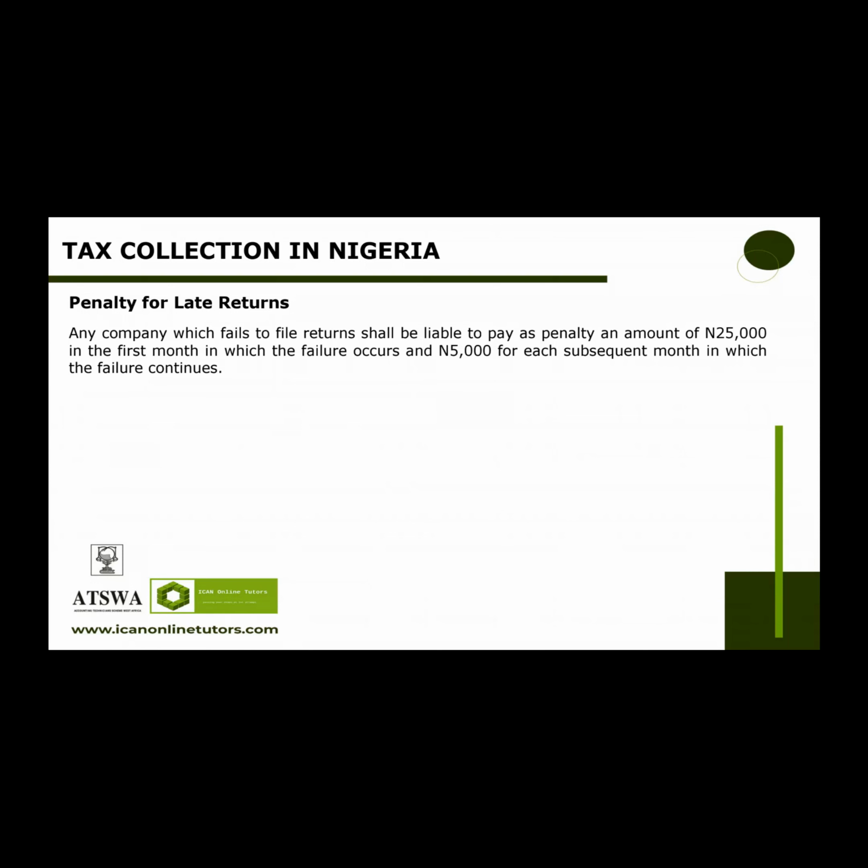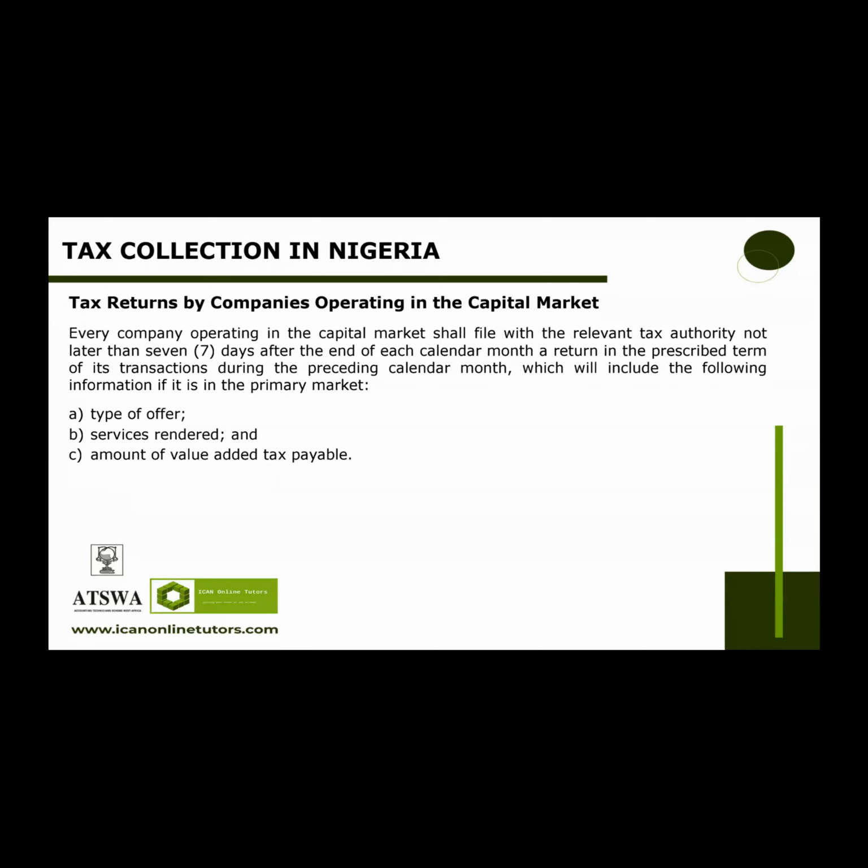What we have in existence is the penalty for the first time the failure occurs, 25,000, and for subsequent months is 5,000 naira. But with the Finance Act of 2019, the penalty has been reviewed upward from 25,000 to 50,000 in the first month in which the failure occurs, and from 5,000 to 25,000 naira for each subsequent month in which the failure continues. But for the purpose of this exam, what we have is 25,000 in the first month in which the failure occurs, and 5,000 naira for each subsequent month in which the failure continues.